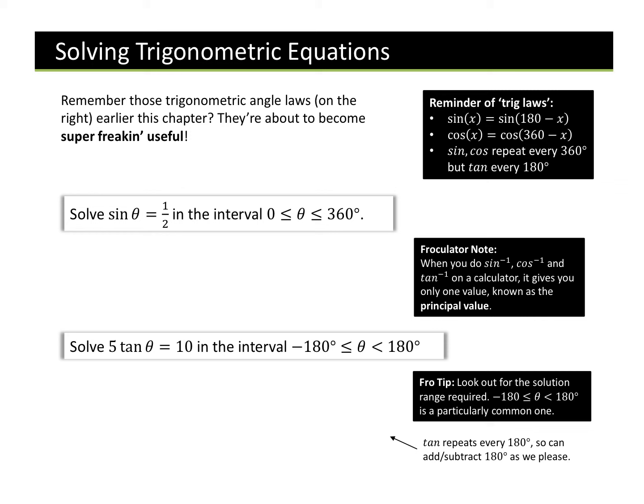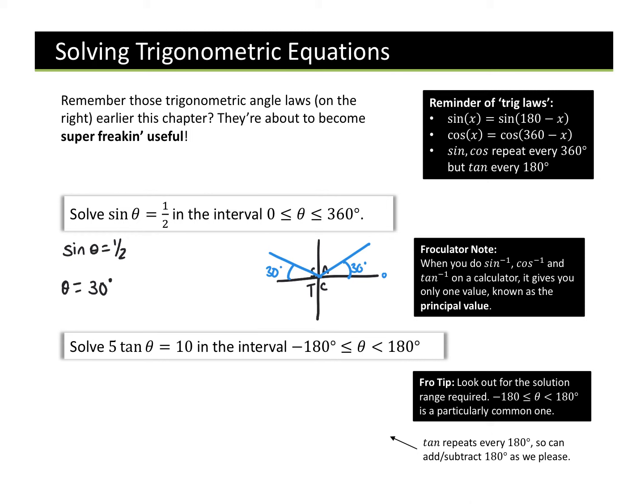So, sine theta equals a half. When sine theta equals a half, theta equals inverse sine of a half, and I'm going to get 30 degrees. Now remember, it wants it in the interval between 0 and 360. So I'm going to draw my cast diagram. I know my first one is 30 degrees. It's positive, so I'm going to reflect it in the other sine quadrant.